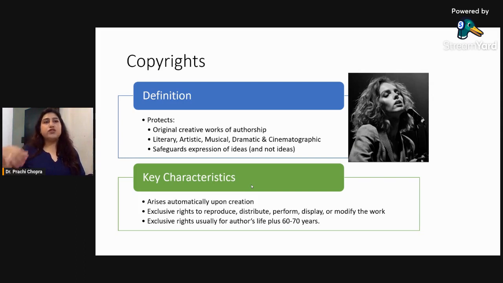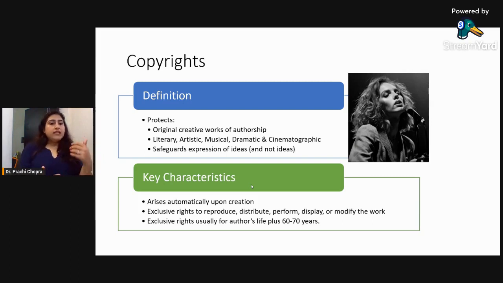Once you create, once you upload, it's already a copyright. You must have seen this on many of the works uploaded on YouTube or anywhere else on the internet. And it provides you an exclusive right to reproduce, distribute, perform, display, or modify the work. Exclusive rights are usually for the author's life plus 60 to 70 years.